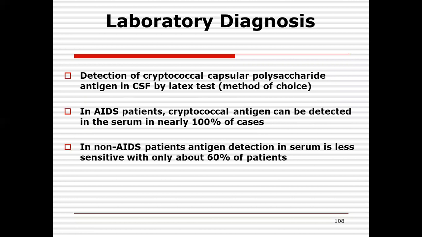So the CRAG test is used, which is a latex particle aggregation test for the cryptococcal antigen reaction in the serum. Detection of the cryptococcal polysaccharide capsule antigen is the method of choice. In AIDS individuals, because of decreased immunity, the cryptococcal antigen can be detected in the serum in almost 100% of the cases. In non-AIDS patients, antigen detection in serum is less sensitive, with only 60%. So the cryptococcal antigen detection test is highly sensitive and highly specific in AIDS individuals, but not that sensitive or specific in non-AIDS individuals.